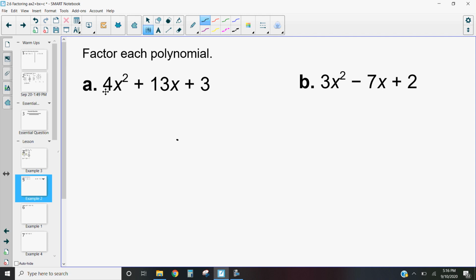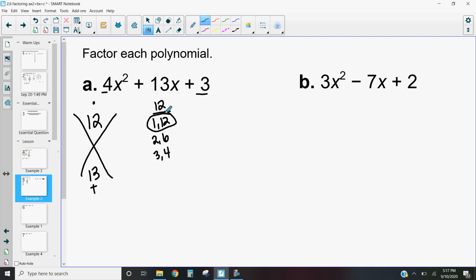So now I'm going to multiply 4 times 3, and I get 12 for the top of my x, 13 for the bottom, and I want to know what numbers multiply to 12 and add to 13. As I look through that, I have 1 and 12, I have 2 and 6, I have 3 and 4, and look, 1 plus 12 equals 13.